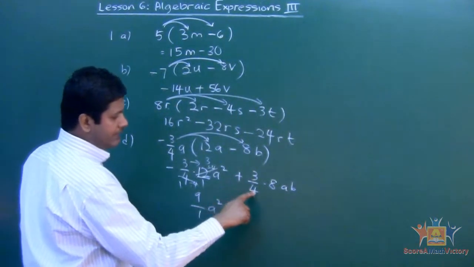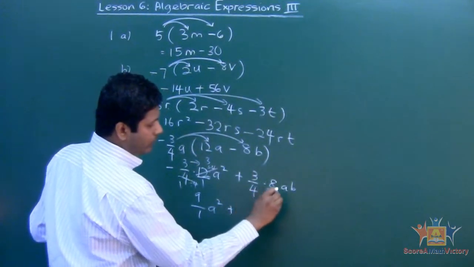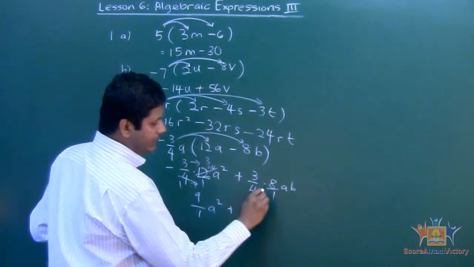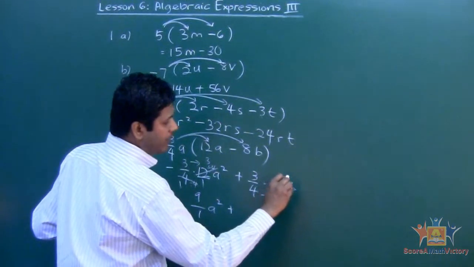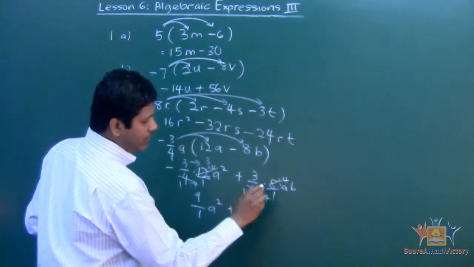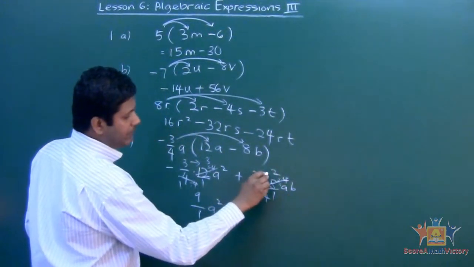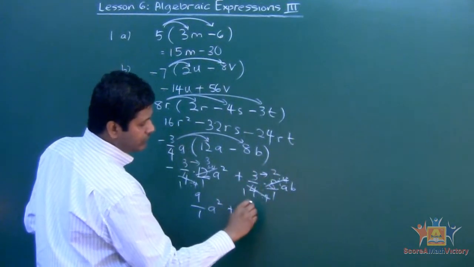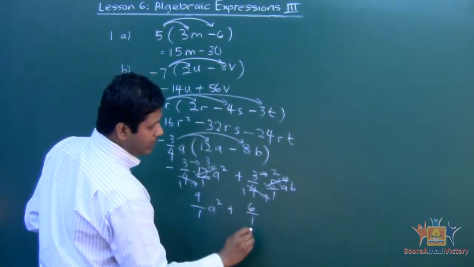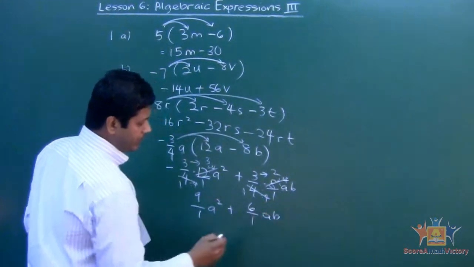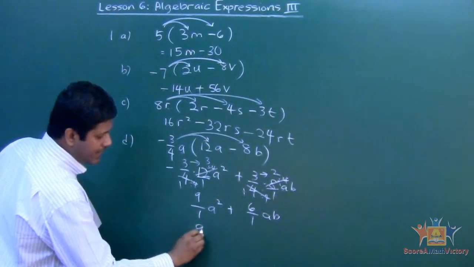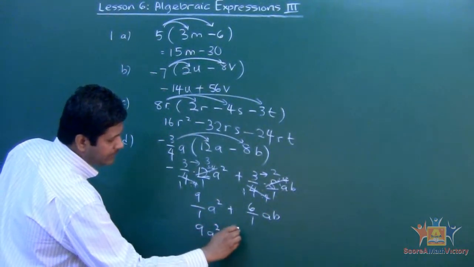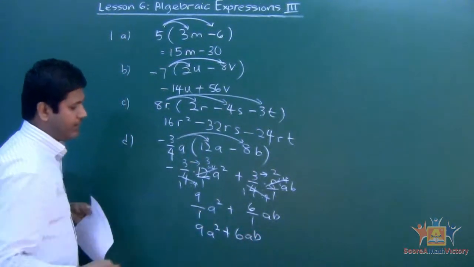Plus, so I can simplify between these two. This is 8 over 1. I can divide 4 by 4. I can divide 8 by 4. So this one becomes 1 and this one becomes 2. I use the double arrow method. 3 times 2 is 6. 1 times 1 is 1. AB. So 9 over 1 is 9a squared plus 6ab right there.